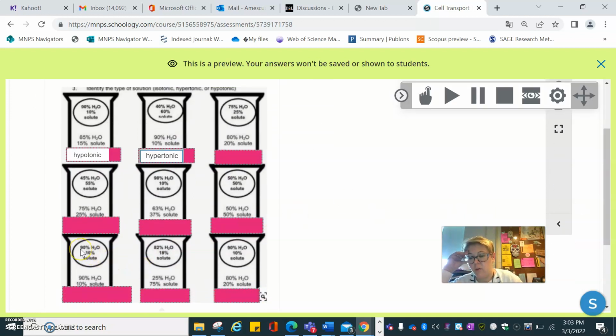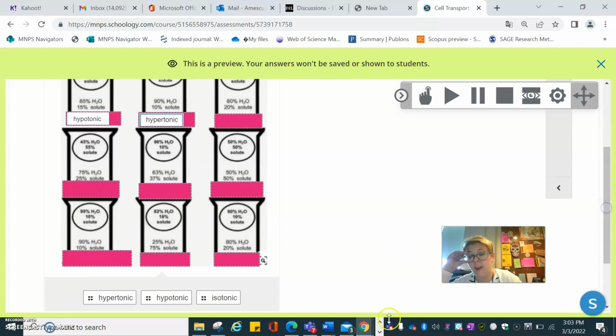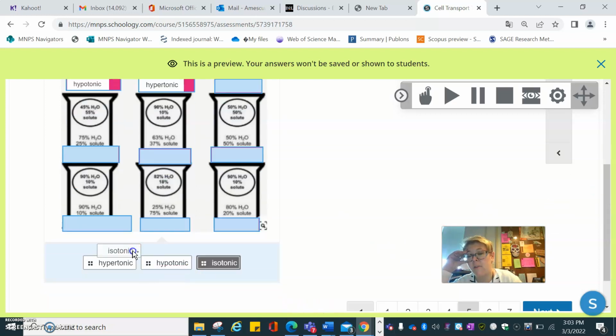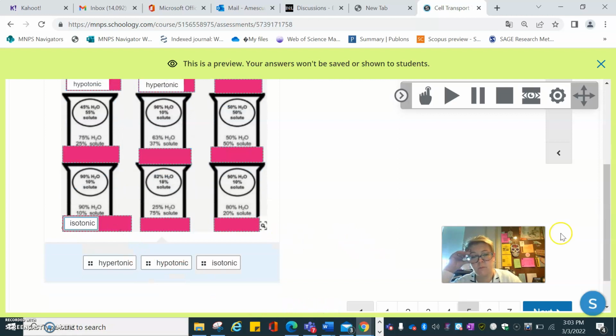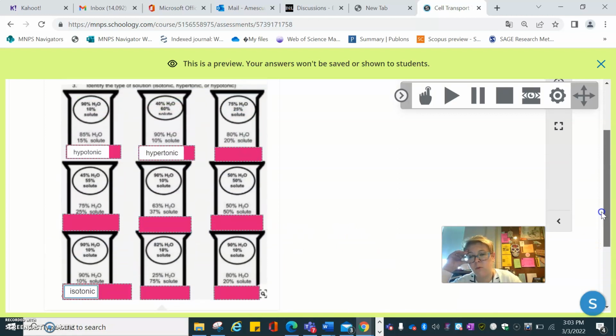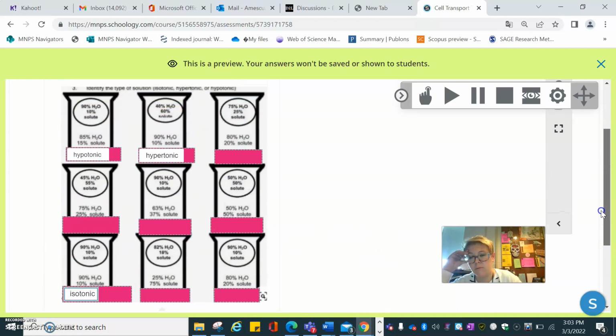This cell has 90% water. This solution has 90% water. So it is the same. It is isotonic. So that is how you do these problems.